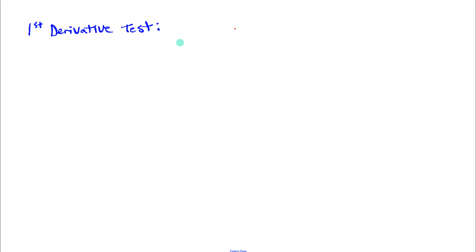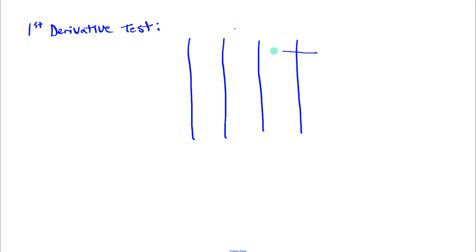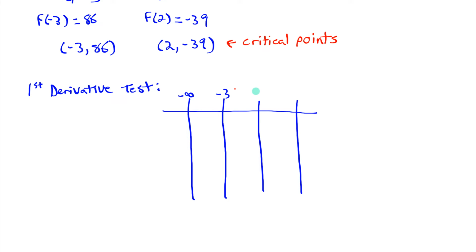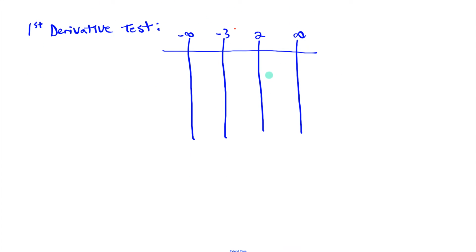And when you set up the first derivative test, you need a vertical line for negative infinity, each of the critical numbers, and positive infinity. So negative infinity, -3, 2, and infinity, making sure they're in ascending order. And what we're going to do is, within each interval that I've created, we are going to test a value in the first derivative, and then comment on what that tells us about the original function.